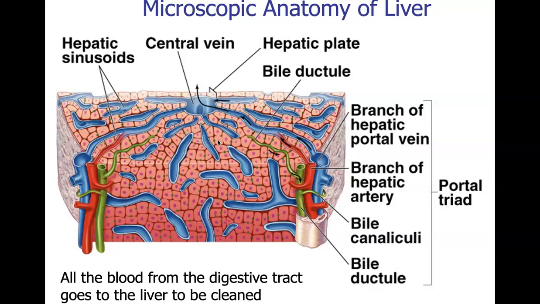Additionally, all the blood from the digestive tract goes to the liver to be cleaned. Okay, so we have these branches of bile ductwork here, as well as hepatic arteries and other blood vessels that go here too, coming towards the central vein through the liver. The hepatic portal vein, hepatic artery, and the bile duct are called the portal triad because they are feeding and taking things to and from the liver.